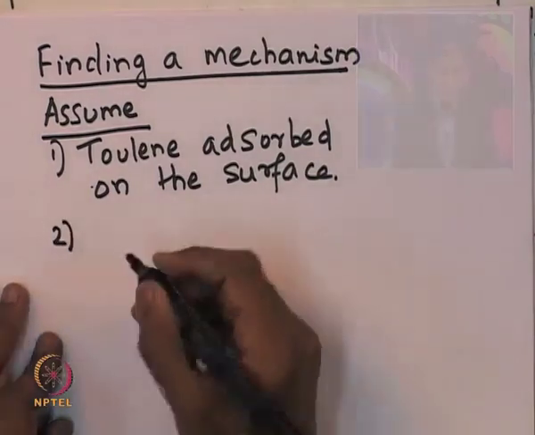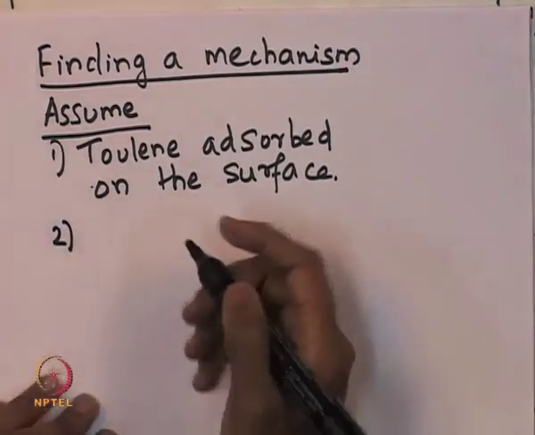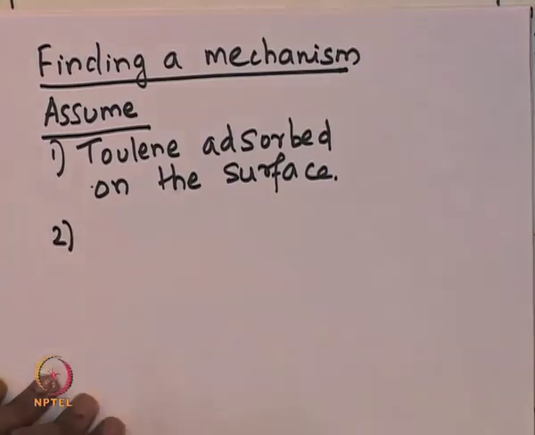Then, the second important assumption we will make is that the toluene which is adsorbed on the surface reacts with the hydrogen which is present. Because the partial pressure of hydrogen affects the reaction rate linearly, we will assume that the reaction actually occurs between the toluene which is adsorbed on the surface and the hydrogen which is present in the gas phase.